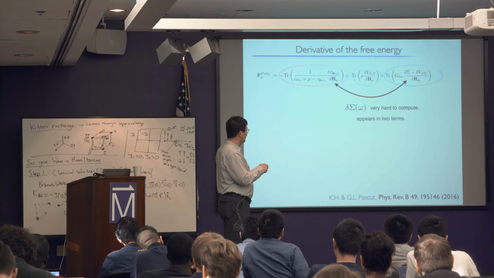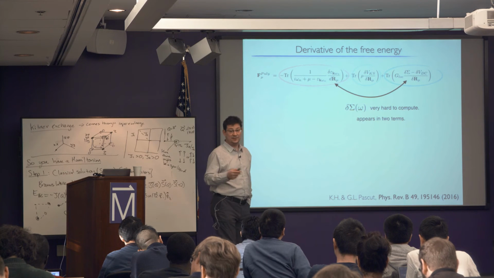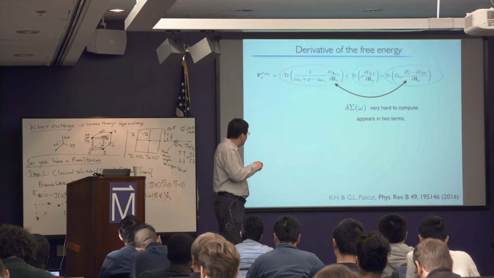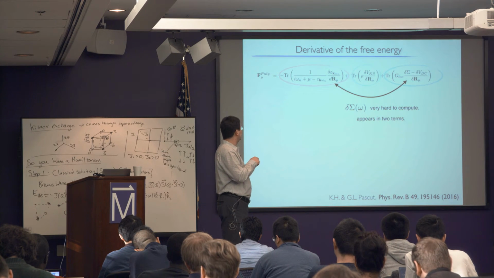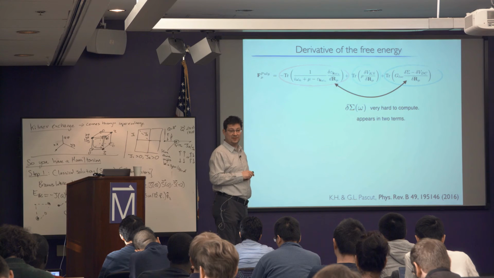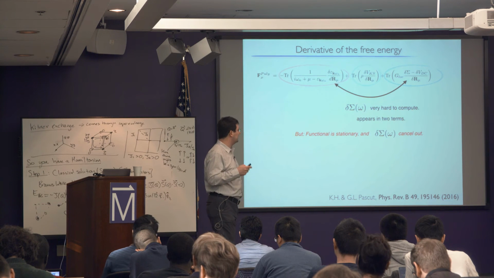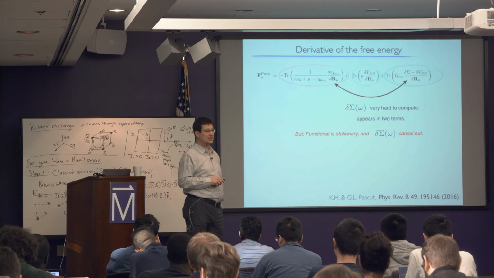Because these eigenvalues contain sigma as well, the self-energy as well, don't they? These are the eigenvalues including sigma. So therefore, d sigma over dr appears in here, and you see that there's a minus here, so they're going to cancel. They have to cancel, okay? So d sigma is very hard to compute, but it cancels out. That's because the functional is stationary. It has to cancel out.